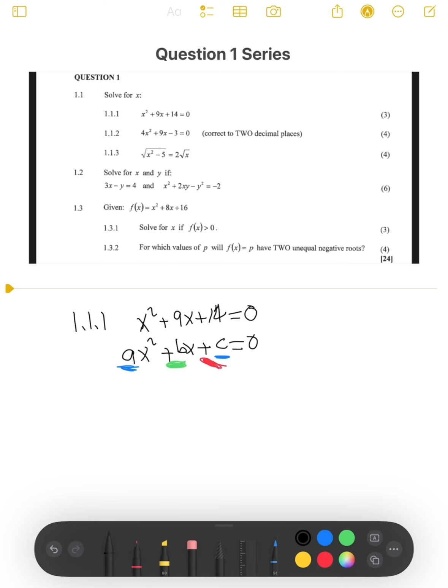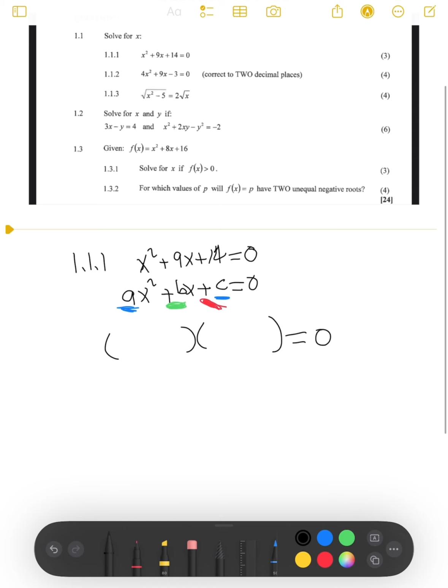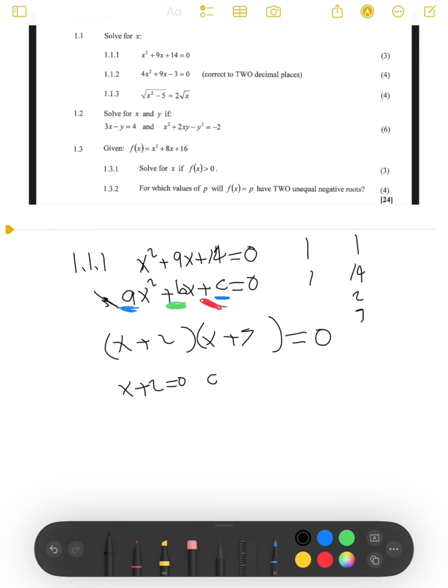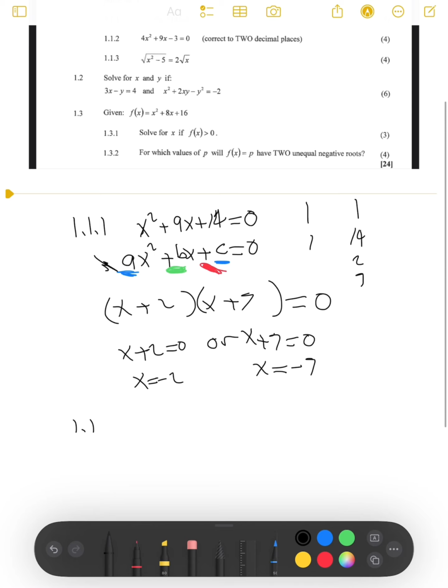So let's factorize. Our factors: we're going to have 1 and 1 for a, and then for c we're going to have 1 and 14, and we're also going to have 2 and 7, and you can see that 2 and 7 is the correct one. Plus 2, plus 7, and from that we therefore have x plus 2 equals 0, or x plus 7 equals 0. Therefore x equals -2, or x equals -7. So let's move on to 1.1.2.